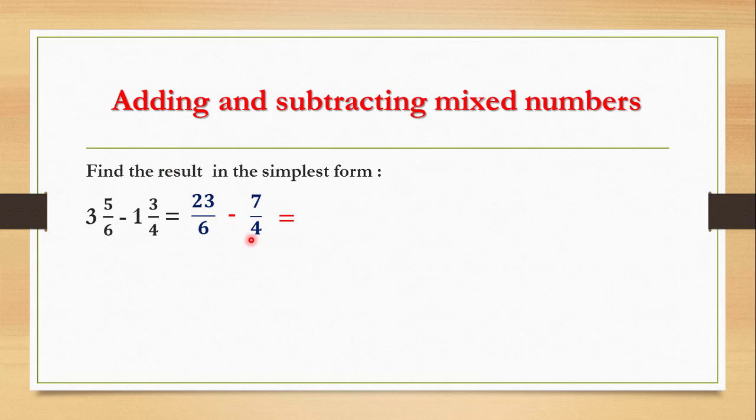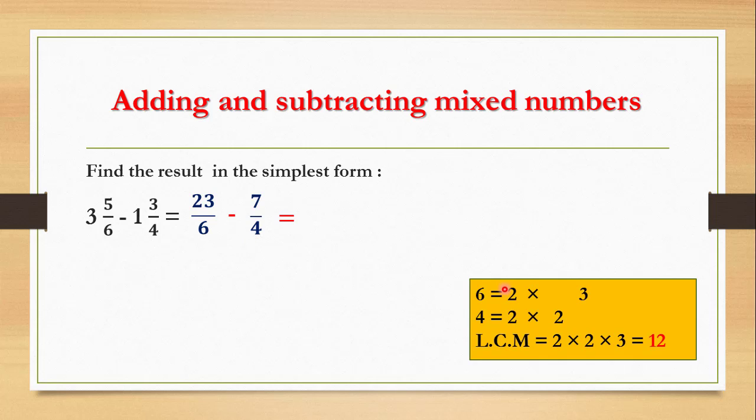Now we have unlike denominators or unlike fractions, we will use the lowest common multiple, which is 12, because 6 equal 2 times 3, 4 equal 2 times 2. I'll take from the first column 2 and 3, and from the second 2, so 2 times 2 times 3 equal 12. For the lowest common multiple, we take the common or not common, we will take 1 from each column. So the common denominator here is 12.